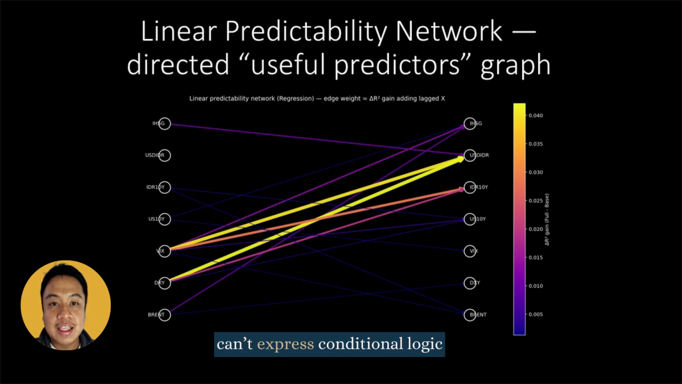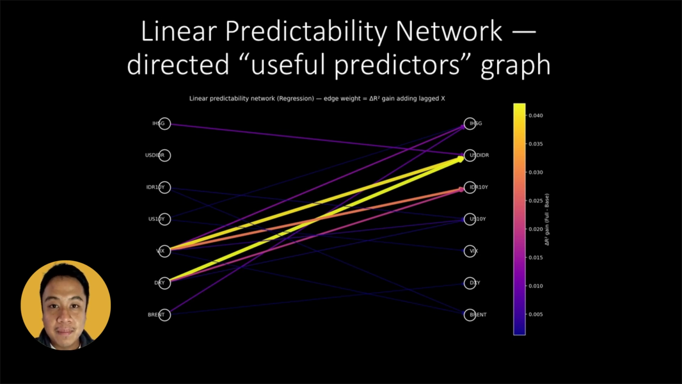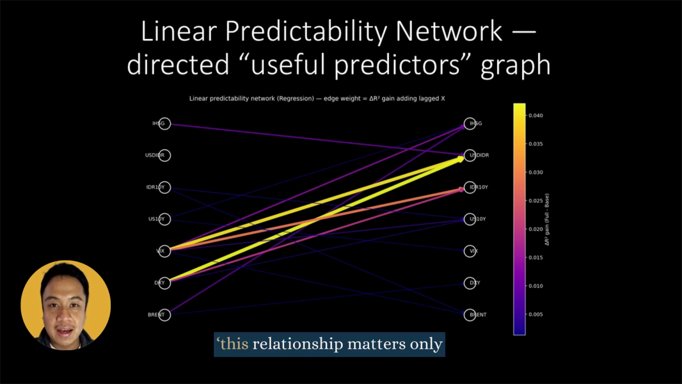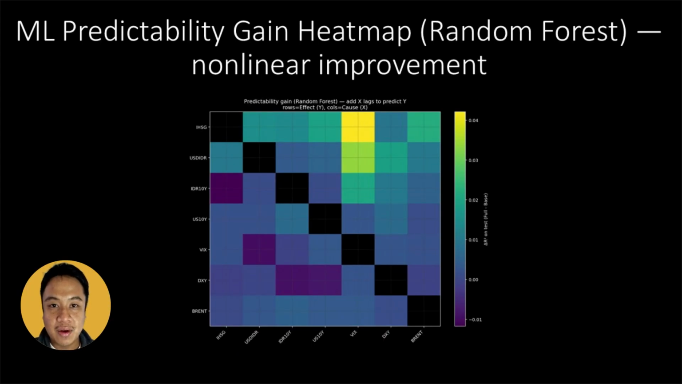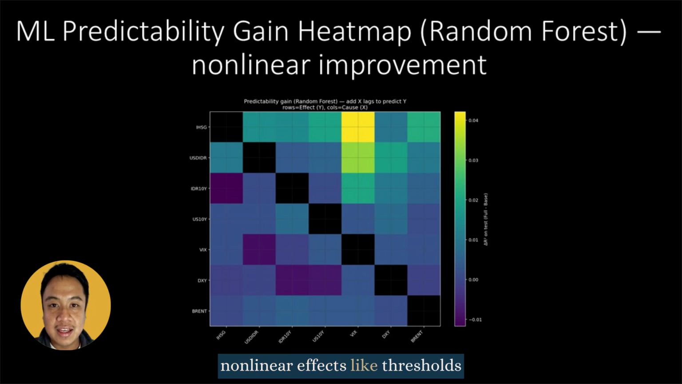Linear models can't express conditional logic well. Markets often behave like this: the relationship matters only in stress or only above a threshold. So next we switch to machine learning. Same experiment, but now the forecaster is random forest. This model can capture nonlinear effects like thresholds and interactions.